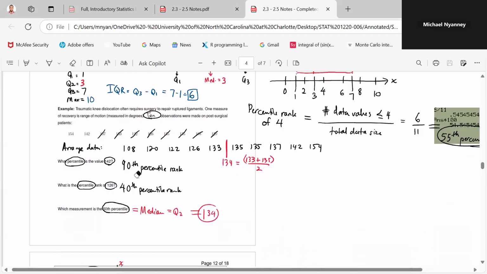Now we have another example here. So I said rearrange your data set from the lowest to the highest. It's very important. So we have to find what percentile is the value 142. So after rearranging our data points, we had 142 to be here. So if you want to find the percentile rank of 142, then we count the number of data points that are less than or equal to what? 142. Then we have 9 data points. So that is 9 over 10. So we are going to get 0.9, and that is the 90th what? Percentile. That is the 90th percentile. Okay.